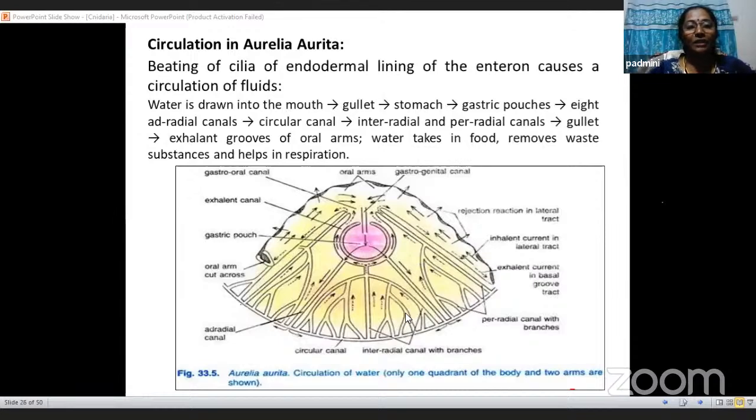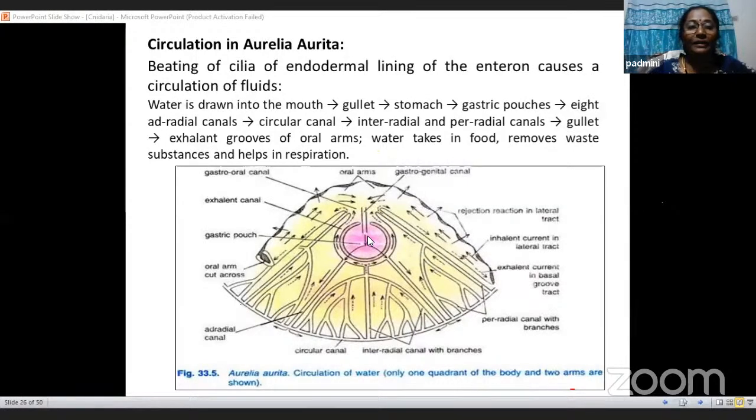Circulation, how does circulation occur? With the help of the beating of the cilia in the endodermal lining of the gastric channel, water is drawn into the mouth. First water is drawn into the mouth, and from the mouth it passes into the gullet, and from the gullet into the stomach. From the stomach they enter the gastric pouch, a small gastric pouch. Then they enter into the adradials. From the adradials, they go into the circular canal. From the circular canal, they go into the interradials and the perradials, and then into the gullet.